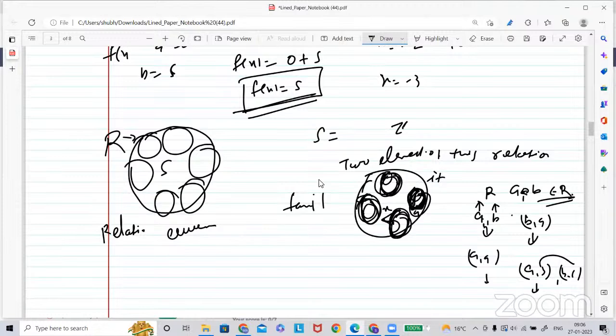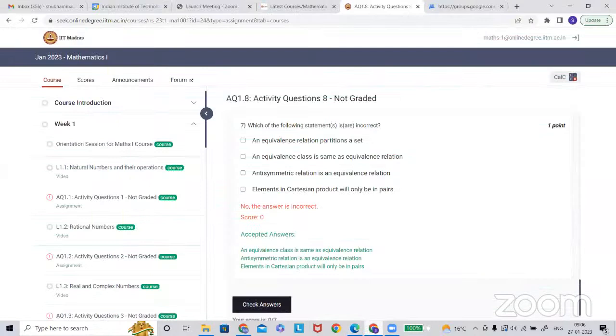Okay, sir. But sir, here we have to check whether it is reflexive, symmetric or transitive in an equivalence relation.